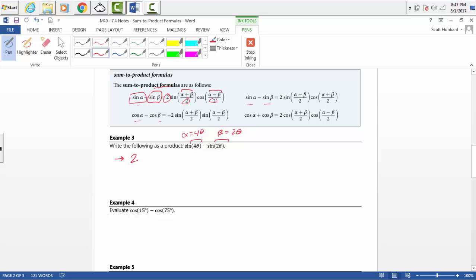You get 2 sine, and the way the formula works is alpha minus beta, so 4 theta minus 2 theta, all over 2.